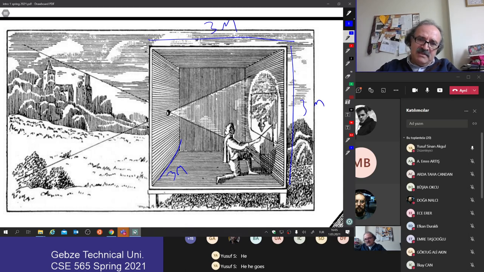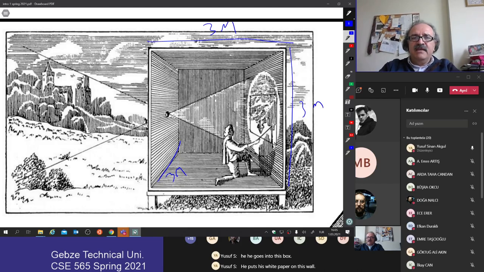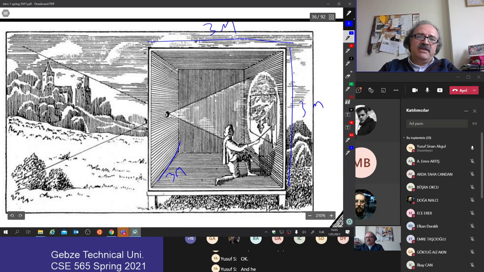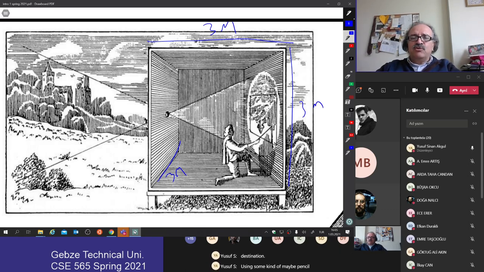He goes into this box. He puts his white paper on this wall, okay, and he positions his box so that it is aimed towards the destination, using some kind of a maybe pencil. He is drawing the main geometry of the scene, right? So he is going to steal the geometry from the nature. Later he is going to paint it. So geometry is going to come from the light rays. That's what he's doing. They used to do this a lot during the days. Okay, so they have the geometry for free.